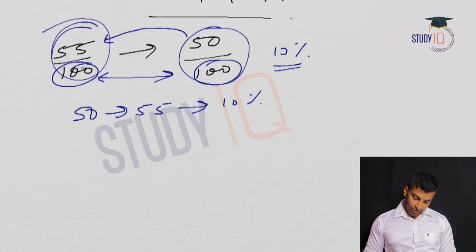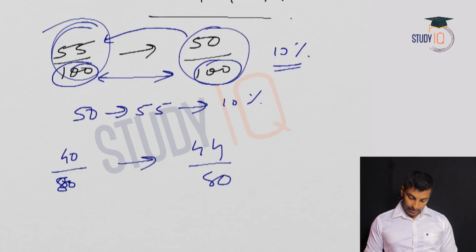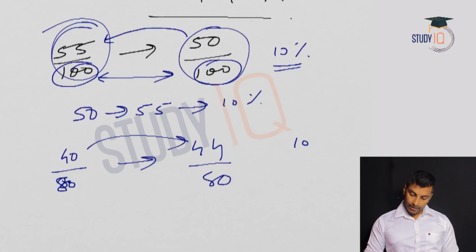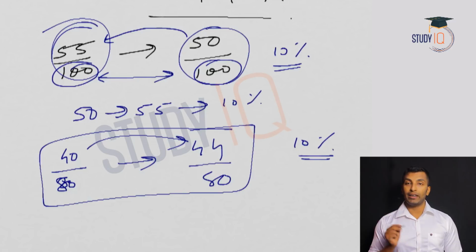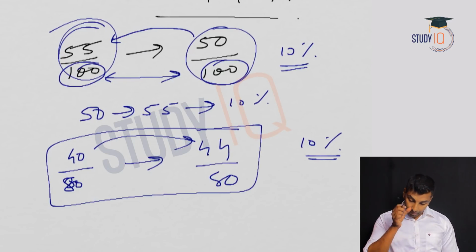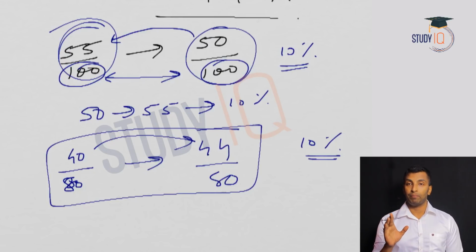In the same way, if you take 40 by 80 and 44 by 80, here there is a 10% change. So in the complete ratio also there will be a 10% change. So 44 by 80 is actually a 10% increase from 40 by 80, just like 44 is a 10% increase from 40. Both are actually the same.